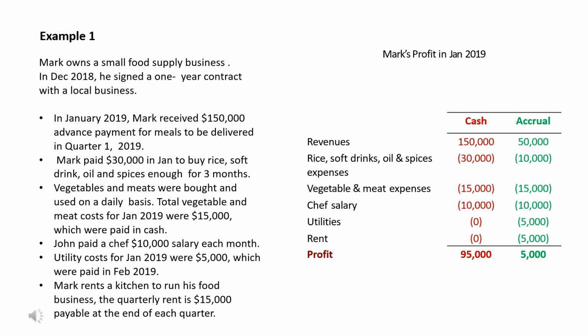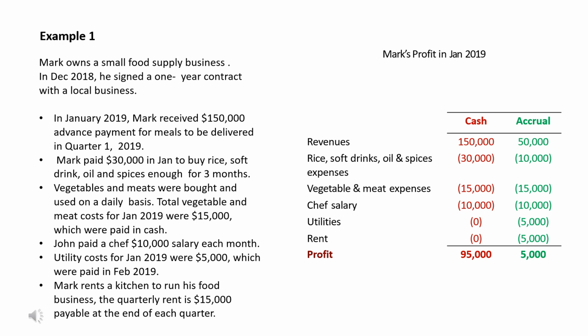Vegetables and other perishables were bought and used on a daily basis. The total cost for January 2019 was 15,000, which was paid in cash. John paid a chef 10,000 salary each month. Utility costs for January 2019 were 5,000, which were paid in February 2019, the following month. Mark rents a kitchen to run his food business. The quarterly rent is 15,000, payable at the end of each quarter.